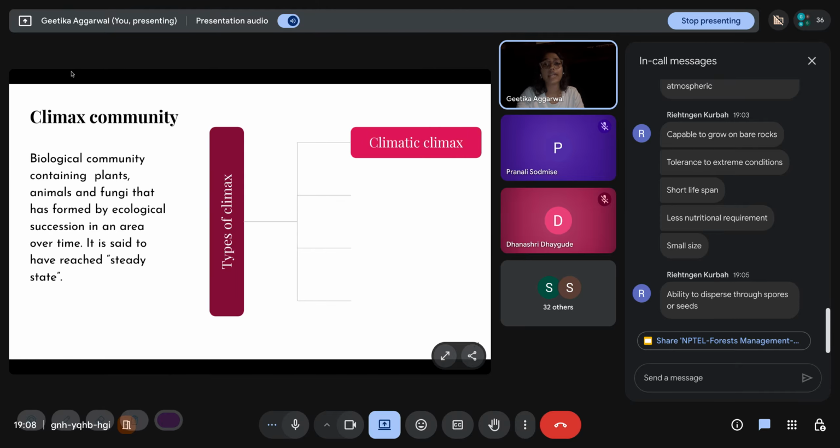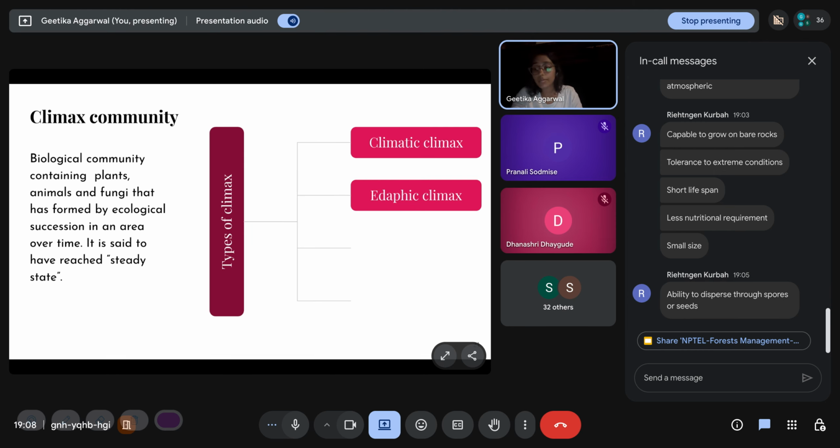One of them is called climatic community or climatic climax, which, as the term suggests, the climax is dependent on the climate of the area. So, what kind of a climate that area has controls what kind of a climax that community is going to reach.